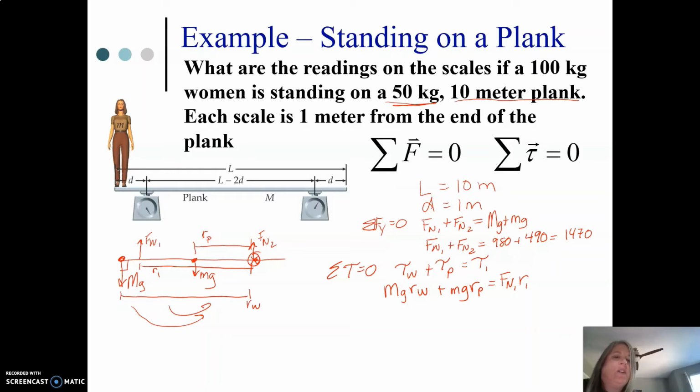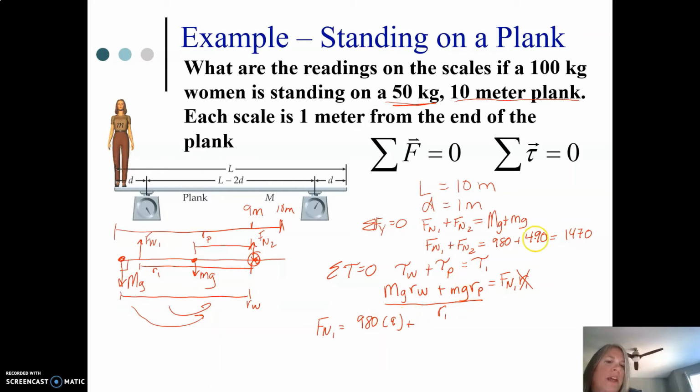All right, so normal force 1, we can solve for that by dividing everything by R over 1. Now let's plug in our numbers. Normal force 1 is going to equal the weight of the woman, which is 100 times 9.8, times the R of the woman. Well, the whole plank is 10 meters. This little guy is 1 meter from the end, so this must be 9 meters. So for the woman, her R distance is going to be 9.